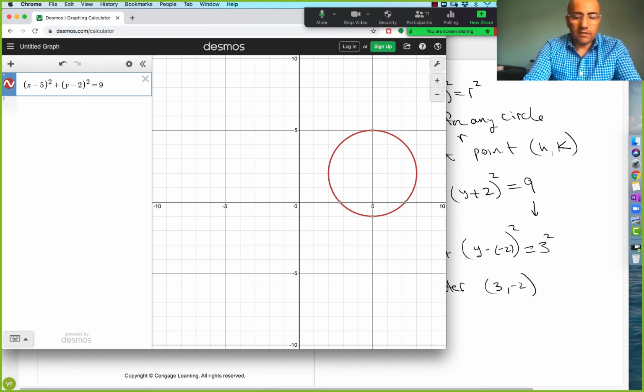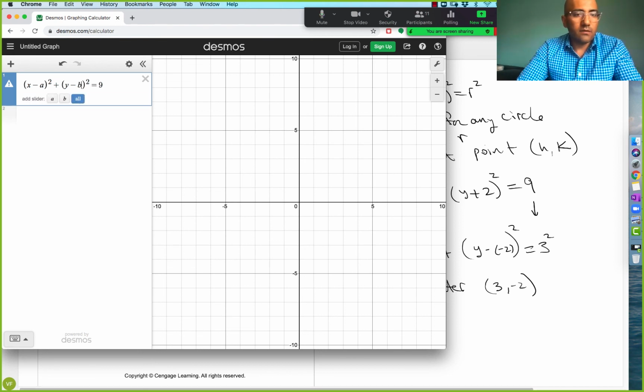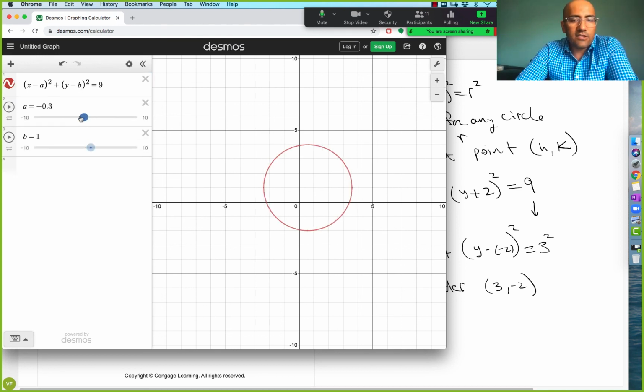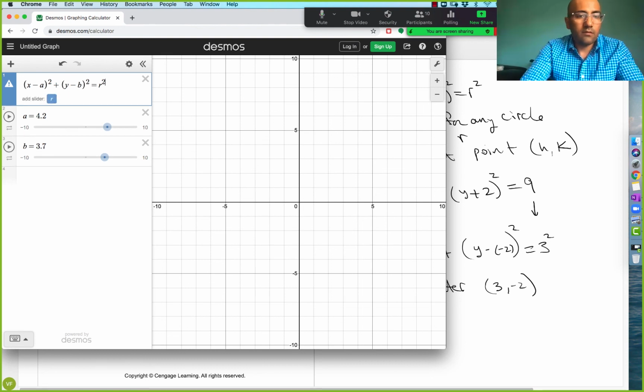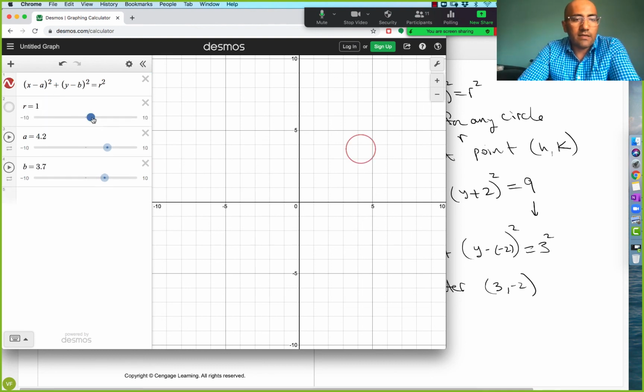So we can leave these as little sliders now. Say this one is A, and this one is B. And so now, as A changes, it changes the center of the circle left and right. And as B changes, it changes the center of the circle up and down. And then the radius will change if we change the r value here. So we can come back here and change this to r squared and make r another slider. And then as r gets bigger, the radius grows. And so we can again move this around.